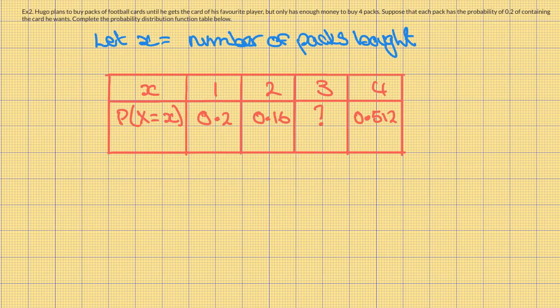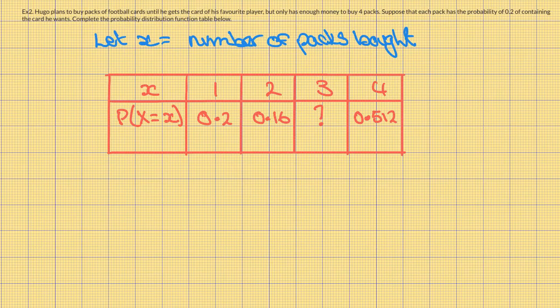X could equal 1, 2, 3 or 4 because he has enough money to buy up to 4 packs. We need to find the probability that X equals 3. We know that the probability that X equals 1 is 0.2. The probability that X equals 2 is 0.16. And the probability that X equals 4 is 0.512.